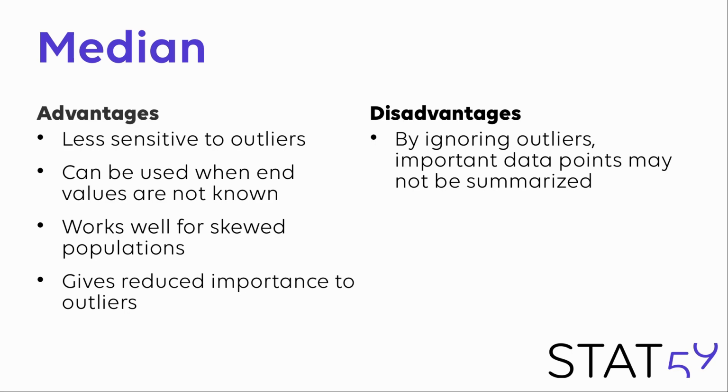The disadvantage, of course, is that by ignoring outliers, important data points may not be summarized. For instance, maybe it would have been very important for us to understand that there was a simulated patient with an age of 100 in our data set, and that will be lost in the median.